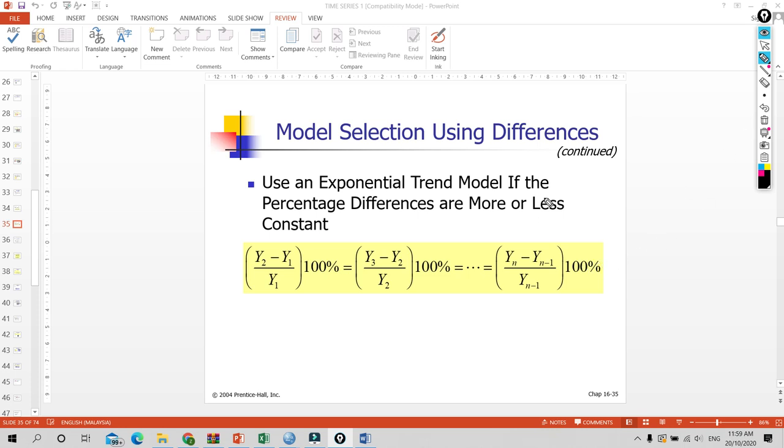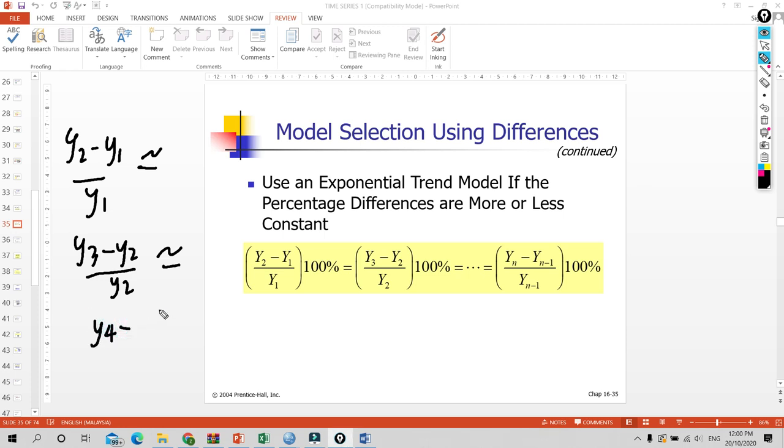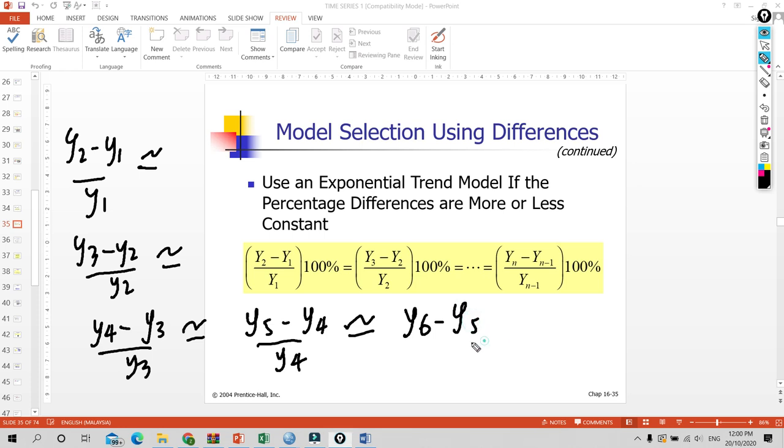So if I have y1, y2, y2 minus y1 divided by y1 multiplied by 100, approximately equal to y3 minus y2 over y2, approximately equal to y4 minus y3 divided by y3, approximately equal to y5 minus y4 divided by y4, and this is also approximately equal to y6 minus y5 over y5. Then we use what we call the exponential trend.